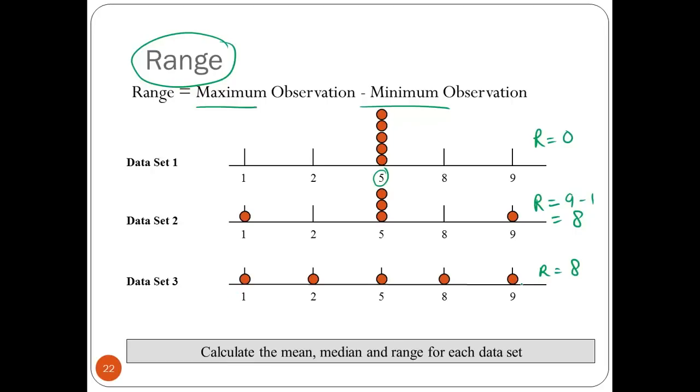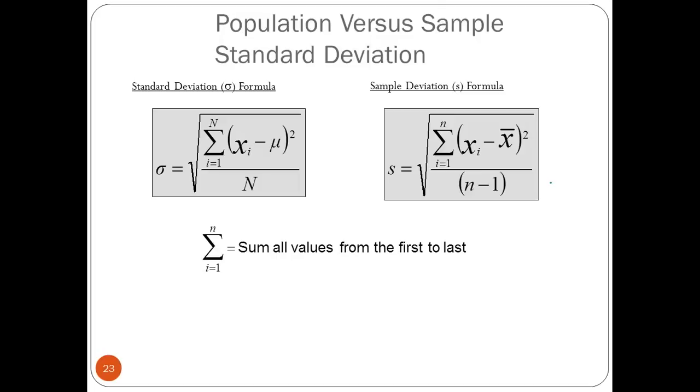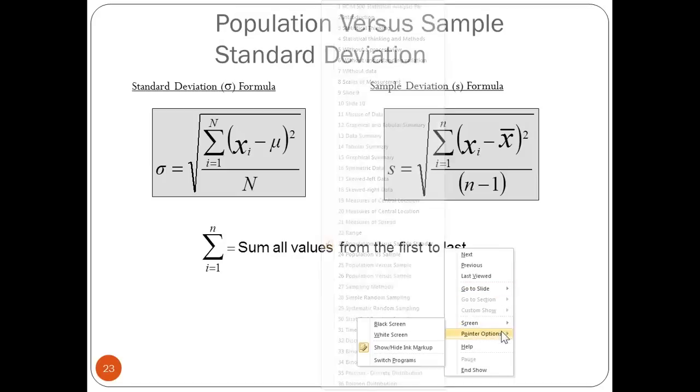For example, the third data set is obviously more variable compared to the second data set. But range says that range is 8 in both cases. So it has its limitations only because it does not take into account all the values. It doesn't care what happens in between. Standard deviation is something that makes use of each and every data point. So let me first explain to you how to do this calculation.